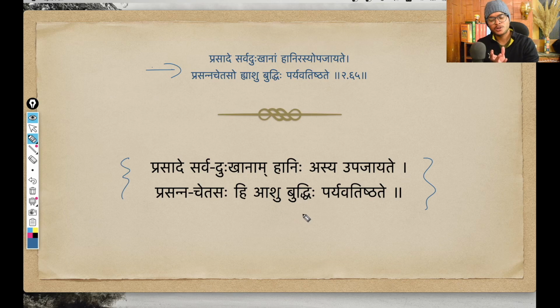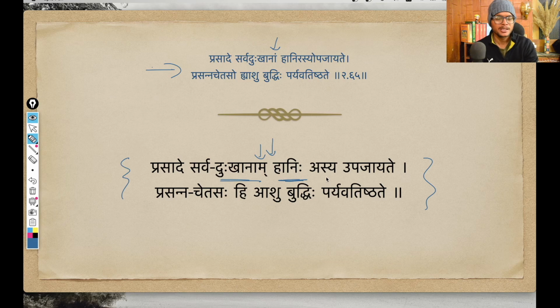Let us spot all the Sandhis we can. Between these two padas, Sarva Dukkhanam and Hanihi, you can spot the Anuswara Sandhi. That is, a makara at the end of a pada is followed by a consonant, so the makara is replaced by the bindu, the Anuswara. So this is the Anuswara Sandhi.